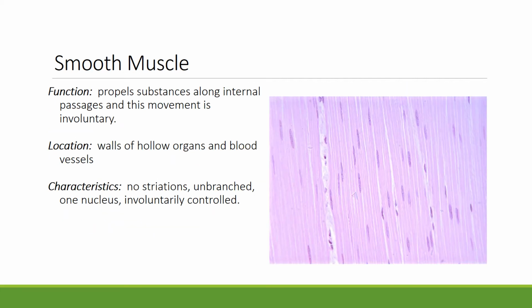This is smooth muscle, and it's different from the other two types of muscles because it has no stripes or striations. The function of smooth muscle is to propel substances along internal passages, and this movement is involuntary. You can see this in the movement of blood cells through blood vessels and food through the digestive tract. It's located in the walls of hollow organs and in blood vessels. Again, its characteristics are it has no striations, it's unbranched, it has one nucleus, and is controlled involuntarily.